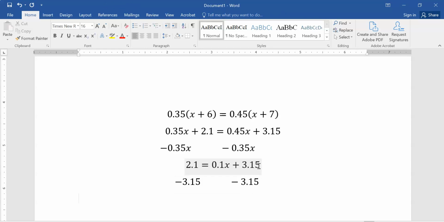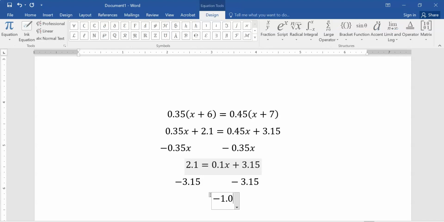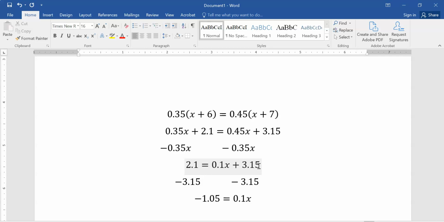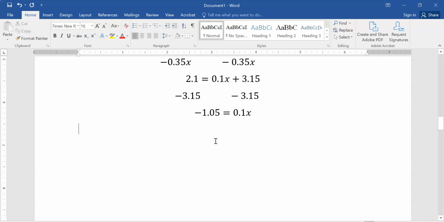It'll take me a minute to write that down, but you see where that goes. If you do the calculations and just type this in, 2.1 minus 3.15, you get negative 1.05 is equal to 0.1x. And the usual thing happens here. We have all of our terms with a variable on one side, all of our terms without a variable combined on the other side. So I just need to divide both sides by the coefficient of x.